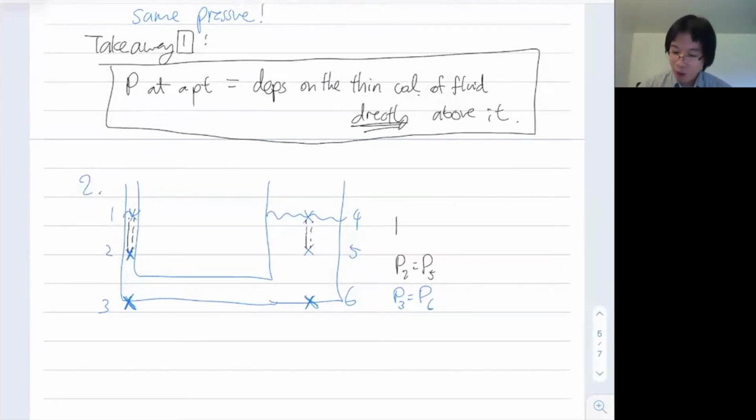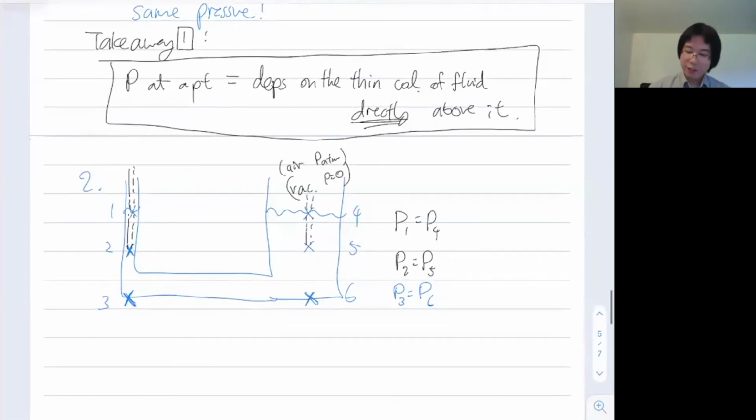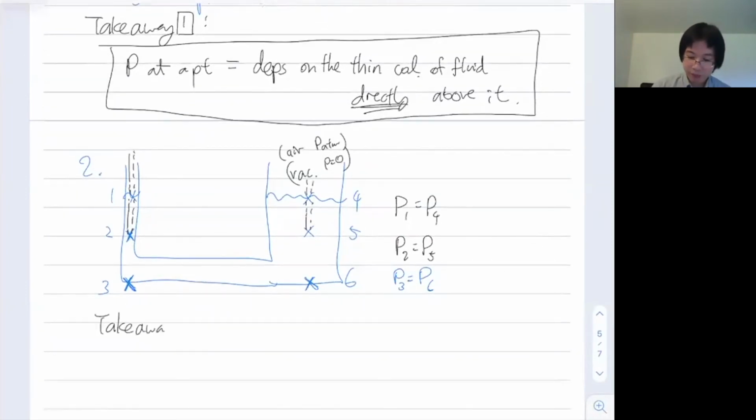And how about 1 and 4? Yes, they're the same because if there's nothing on top, let's say there's not even air, right? Let's say this is a flask in outer space, then both of them have 0 pressure because nothing is on top. If this is a vacuum, then that would be 0. But most likely that's not a vacuum, so it's probably air, so there will be some atmospheric pressure on top. What that means is there's a chunk of air on top of this. So this leads me to takeaway number 2: equal depth, equal pressure.